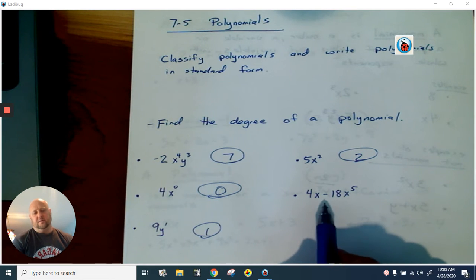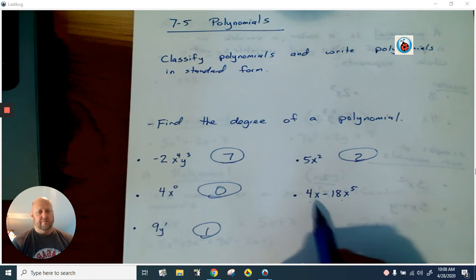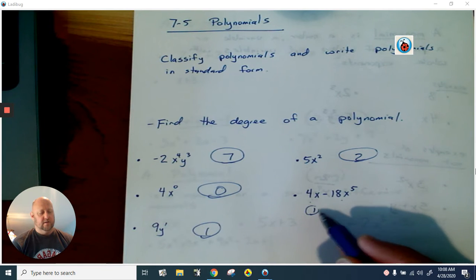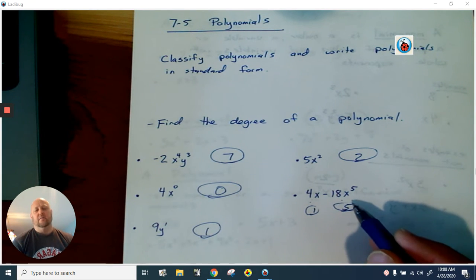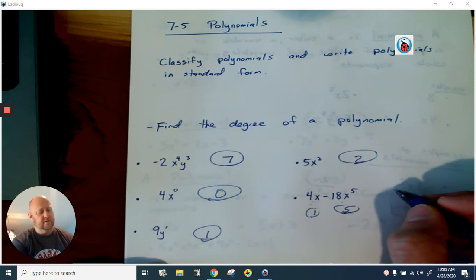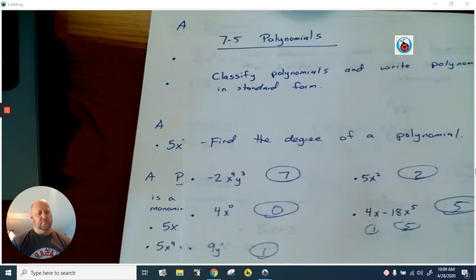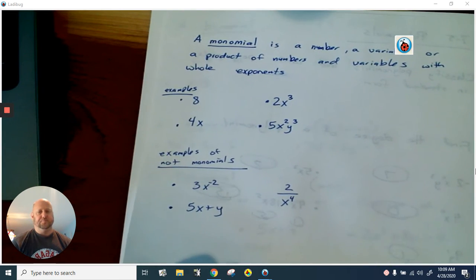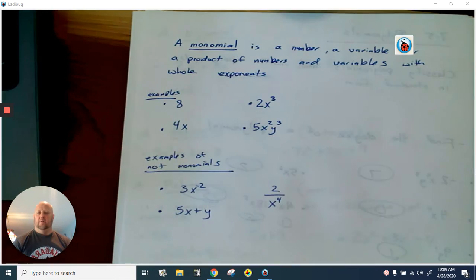Now, if you see multiple terms, what we do is we look at them individually. So this first part, the 4x, would have a degree of 1. This would have a degree of 5. And then what we do is we pick the bigger of the two. So this would be a degree of 5. Very simple to find the degree of a polynomial. That's going to come into play a little bit later, but we'll talk more about that in a second. So we have different types of polynomials.